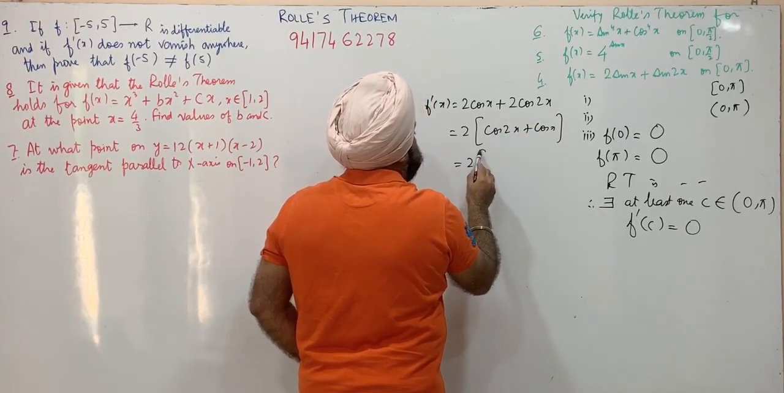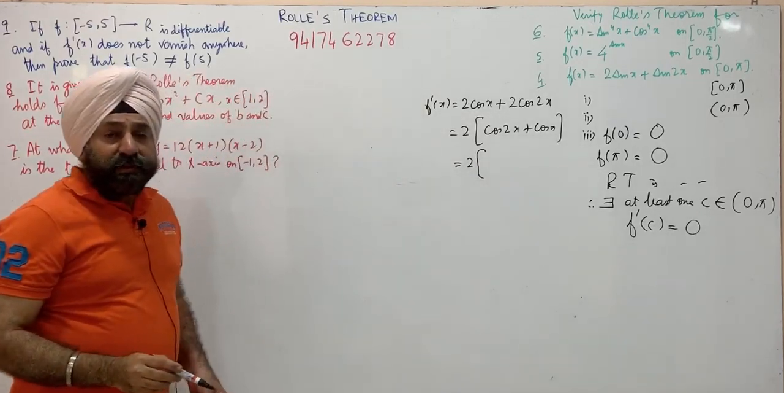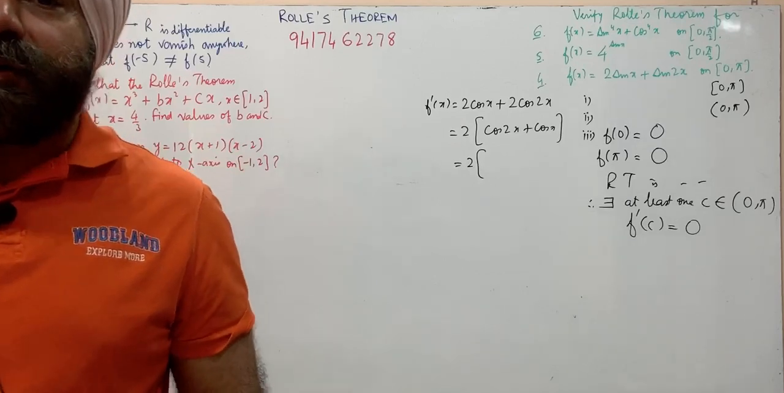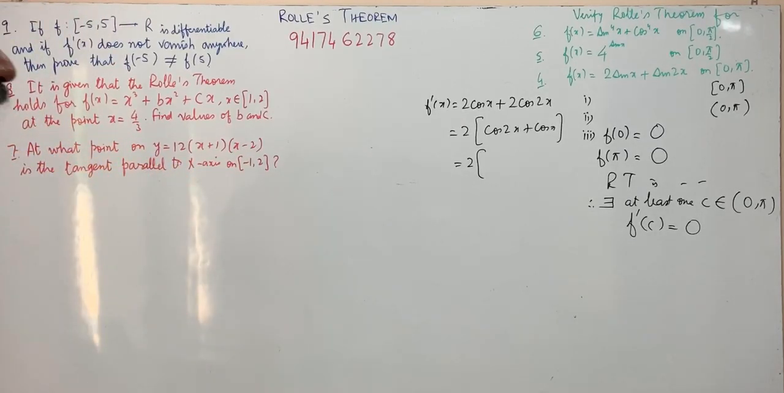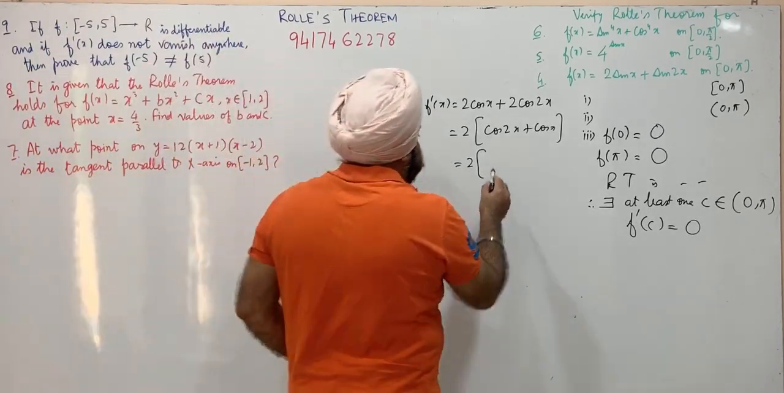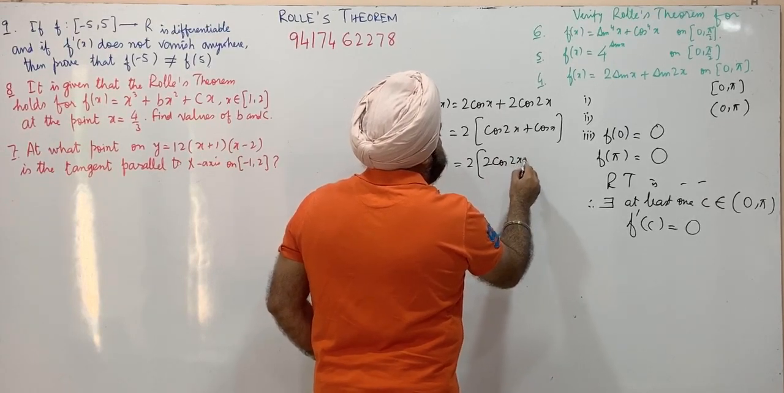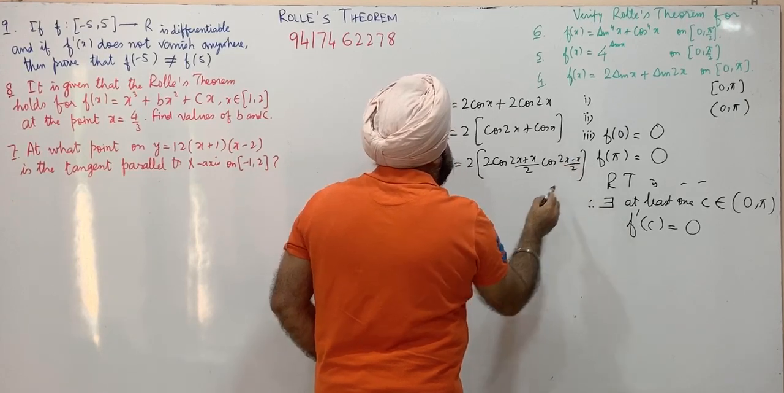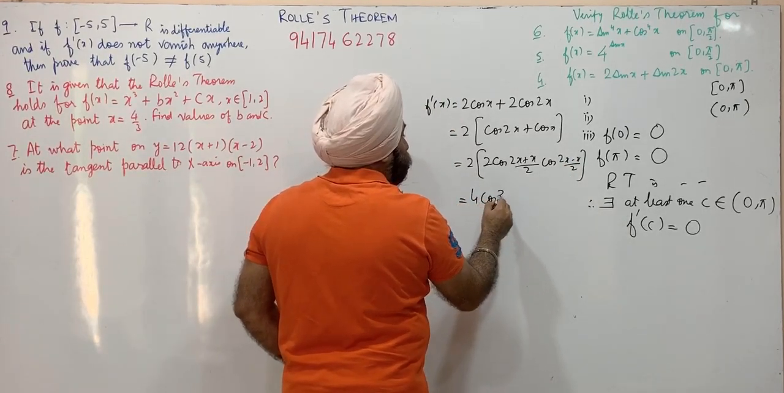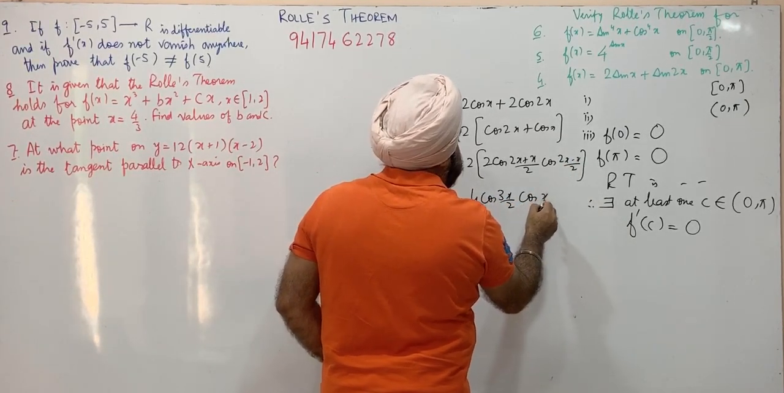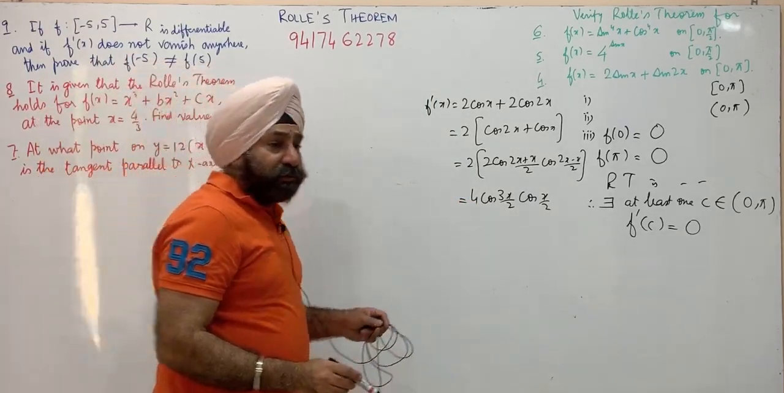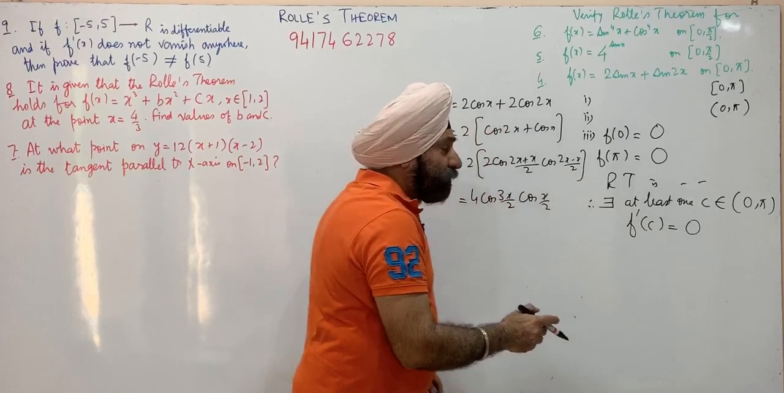Now, applying the CD formulas. What is cos C plus cos D? It's 2 cos of (C plus D) by 2 into cos of (C minus D) by 2. So this is 2 into 2 cos of 3x by 2 into cos of x by 2, that's 4 cos 3x by 2 into cos of x by 2. So what is the result of Rolle's theorem? It's f dash of c is equal to 0.